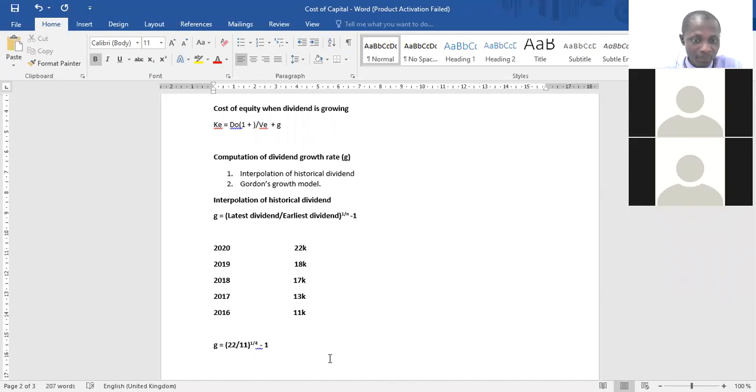So just punch 22 over 11 raised to power 0.25 and deduct what? Deduct 1 from it. Multiply by 100. So I have 18.9%. Did you get the same thing? I believe you are following. Just take your calculator and do what I'm doing here so that I will be sure you understand what I'm doing. Okay? So punch your calculator and let me know whether you got 18.9%. That is what you should get. Did you have the same thing here?